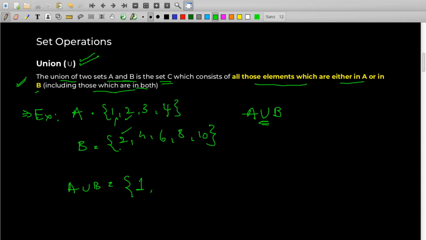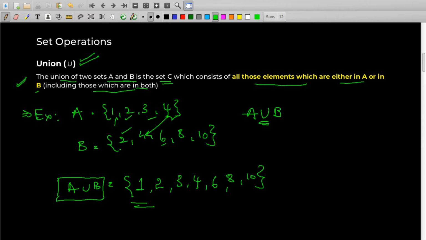But we should take only one instance of it. So 2, and then 3 is here, so we take 3. 4 is in both the sets, so we take only one instance. Then there is 6, so we have 6, then we have 8, and then we have 10. This is how you build a union of two sets. So A union B is basically this. If an element is in both the sets, then you take only one instance. If it is in only one of them, then you just put it into the union set. I hope that is clear. It's not that difficult, it's just simple.